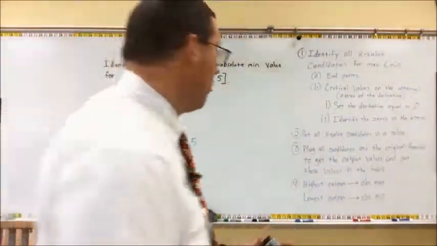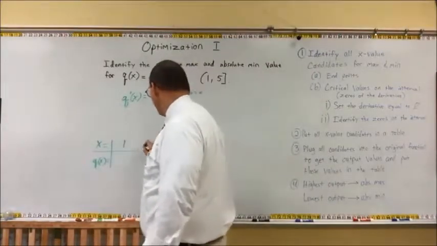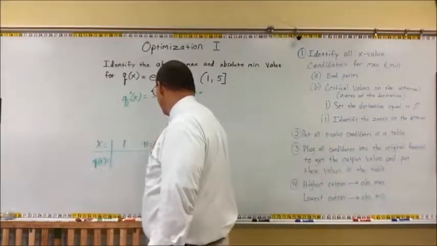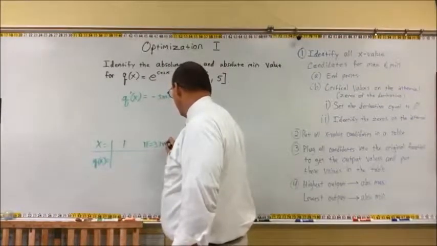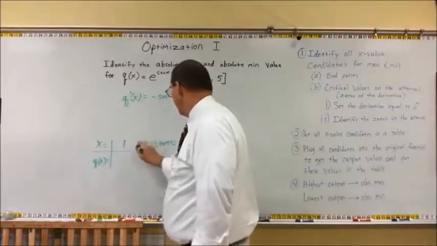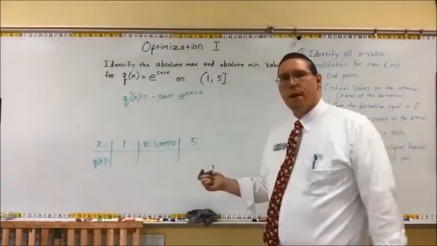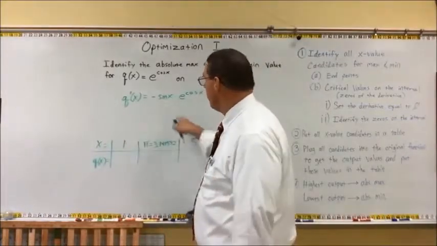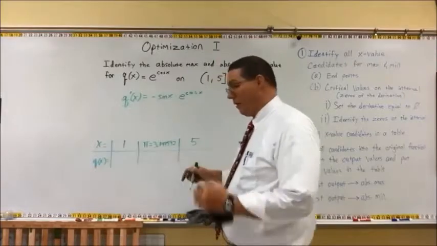That's pi. All right. So we're going to put pi. Or if you wanted to, since you may not recognize it, you can just put in 3.141592. So there we go. We have got our critical value and we've got our 2 endpoints. Now we're going to plug these values into the original function and find our output values.